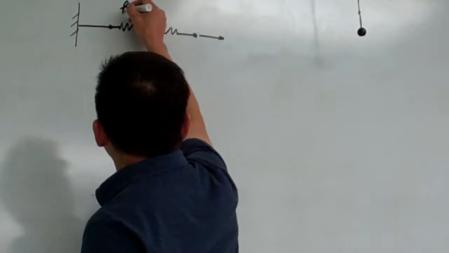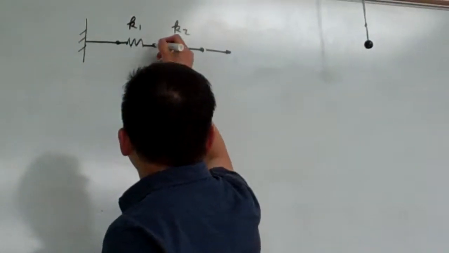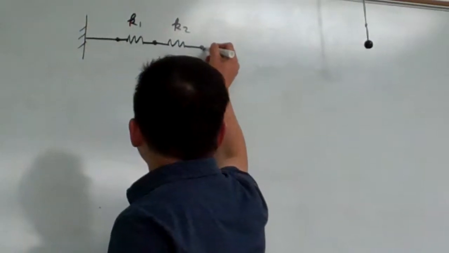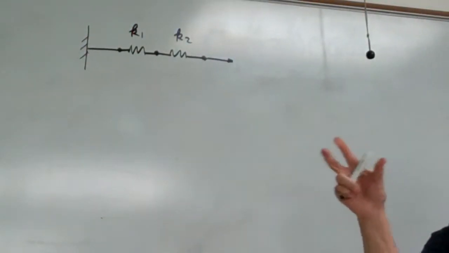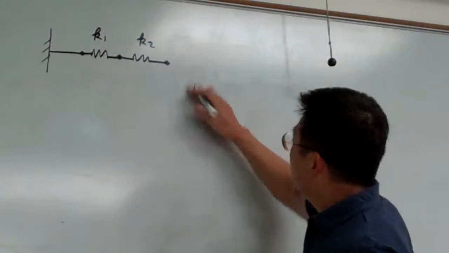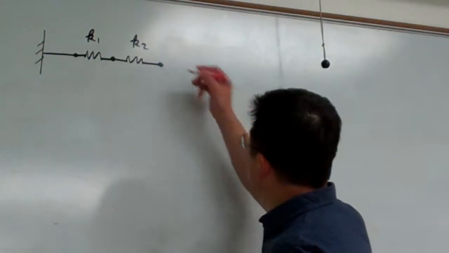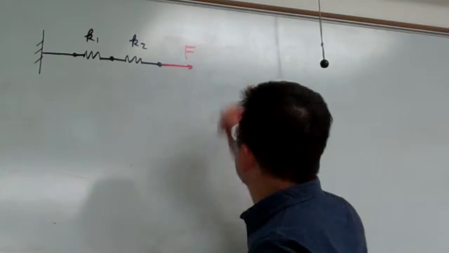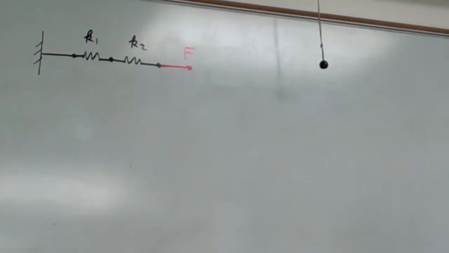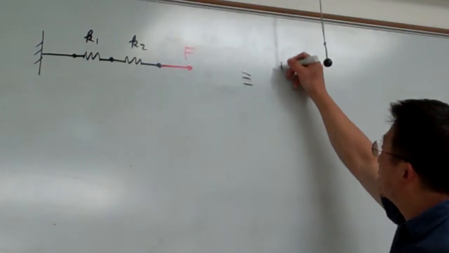So this is K1, this is K2. And here I use the dot simply to distinguish the portion of each string. Okay, so this one is on the loading. Let me use different colors for loading. So this is the loading F. Okay, and this one we have an equivalent spring description.